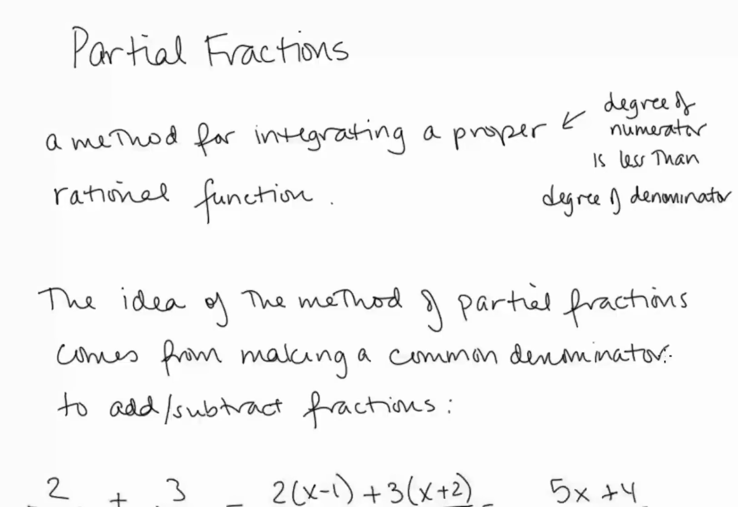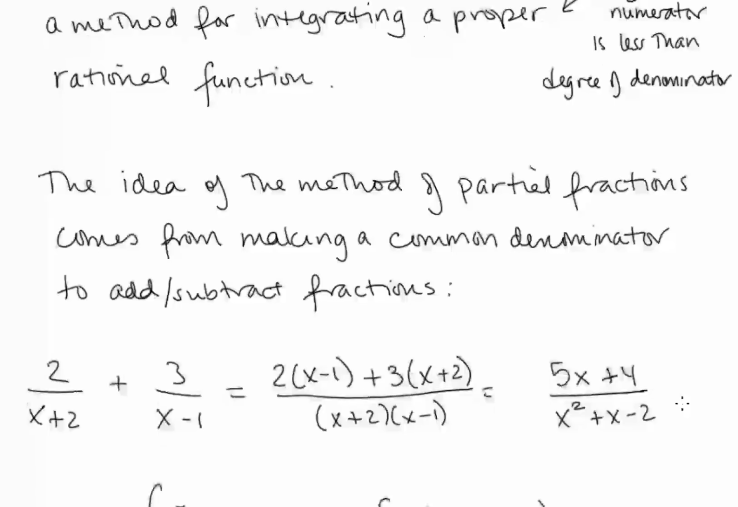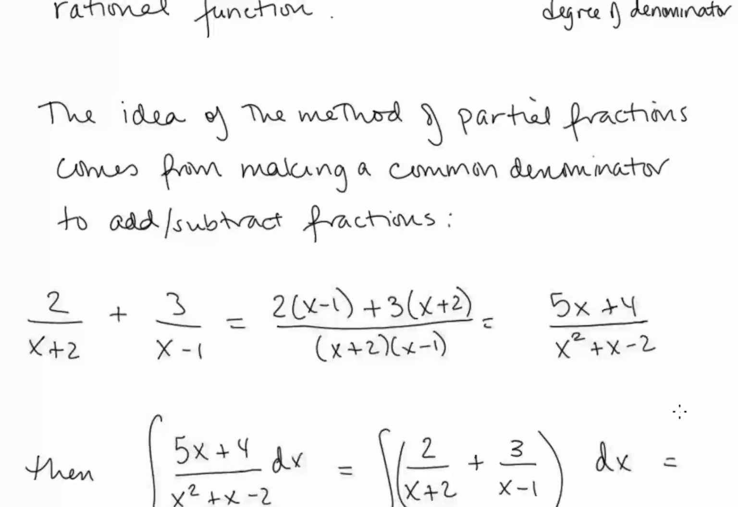And the idea of this method of partial fractions comes from making a common denominator to add or subtract fractions. So for example, if we want to add 2 over x plus 2 plus 3 over x minus 1, we know that we need a common denominator. So when we combine these fractions, we get 2 times x minus 1 plus 3 times x plus 2, and we simplify that to 5x plus 4 over x squared plus x minus 2.